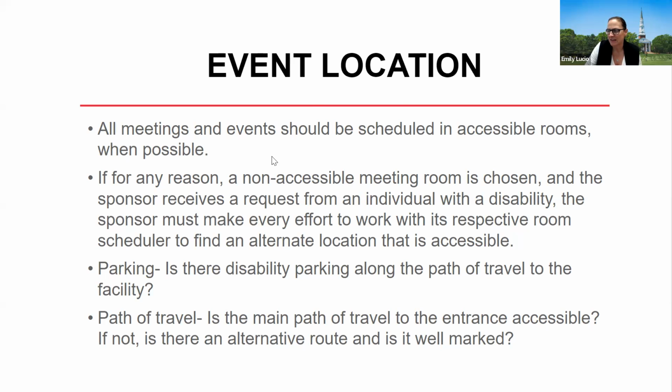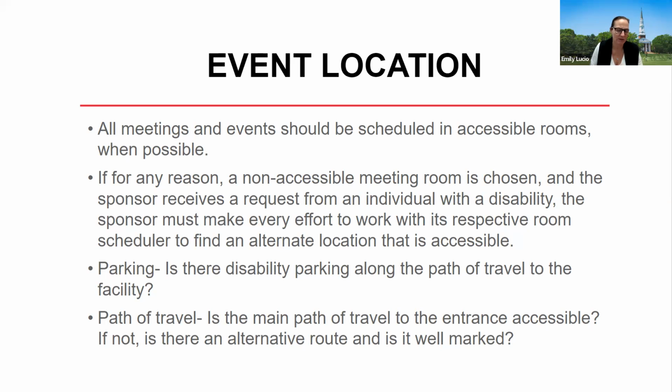And if for any reason a non-accessible meeting room is chosen, and then the sponsor receives a request for an individual with this disability, then you must make every effort to work with the room scheduling department to find an alternative room that's accessible. Something else to look at, especially again, if you're planning a large event, is there disability parking along the path of travel to the facility? And is the main path of travel and the entrance accessible? So you may want to make sure that that's accessible.